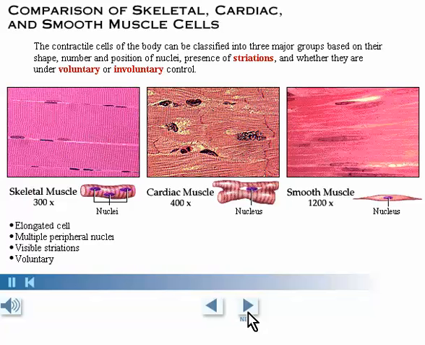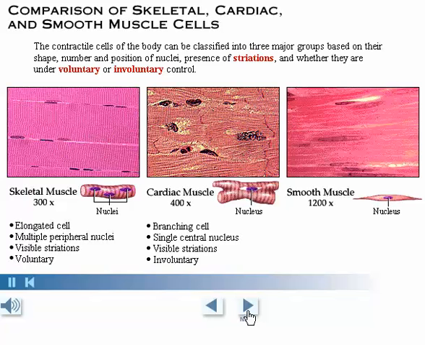Skeletal muscle has elongated cells with multiple peripheral nuclei. Notice the striations, the light and dark bands, in the photomicrograph. Later we will explore the details of this banding pattern. Skeletal muscle cells are under voluntary control.